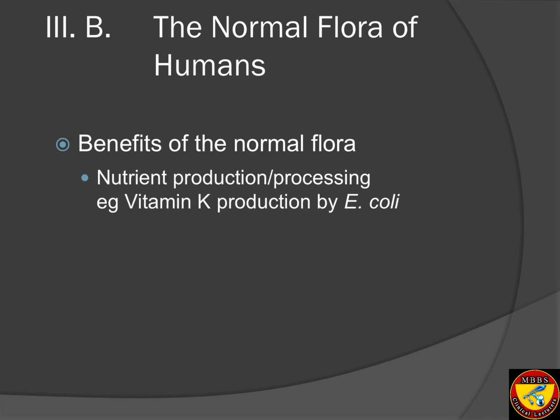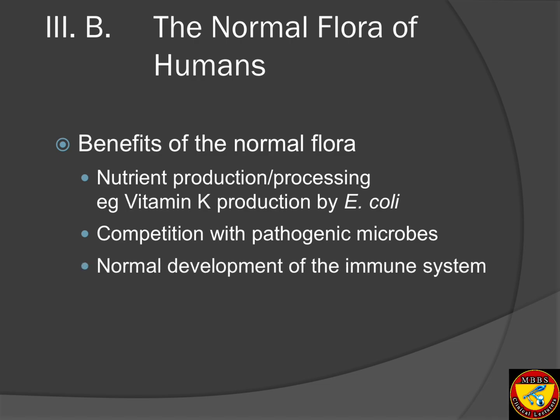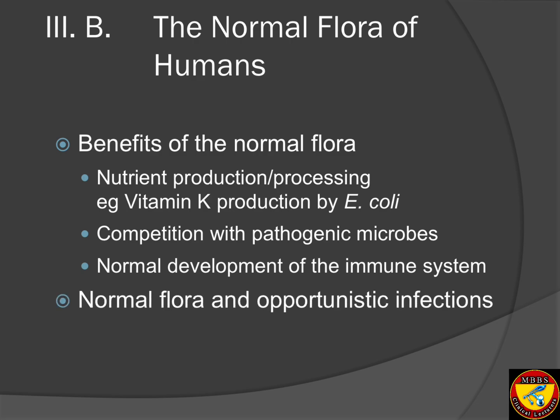So what are the benefits of normal flora? They provide nutrient production. For example, vitamin K production, which is by E. coli. It happens in our gut and normal intestines. And there is competition with the pathogenic microorganisms because these normal flora occupy the receptors and they protect us by not giving space to the pathogenic microorganisms. If the receptors are already occupied with these normal flora, the pathogens don't find any space to adhere and they cannot cause disease. And for normal development of the immune system, the presence of normal flora is very important. And normal flora can also lead to opportunistic infections if our defenses are down. If our immune system is hampered or broken down by any disease, whether it's any cancer or any infection like HIV, then it can lead to opportunistic infections as well.